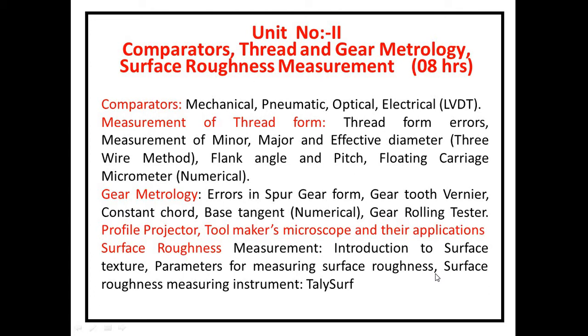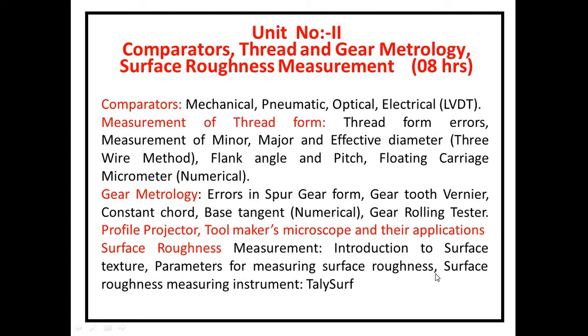Now, what are the contents of this unit number 2? In unit number 2, you have to study the comparators. In comparators, different types are there: mechanical comparator, pneumatic comparator, optical comparator and electrical comparator, that is LVDT, linear variable differential transformer. Then the second part of unit number 2 is the measurement of the thread forms.